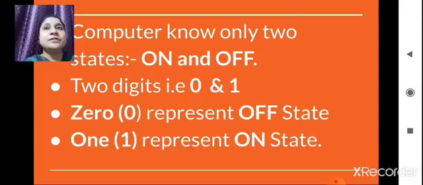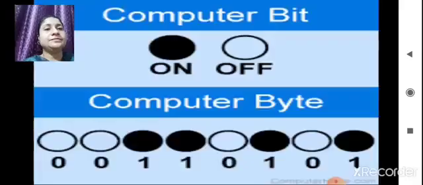Why is this on and off? Because computers are electronic devices. Computers are electronic devices powered by electricity, and electricity also has only two states, on and off. So these two digits 0 and 1 can easily represent these two states. 0 represents the off state, while 1 represents the on state, okay?